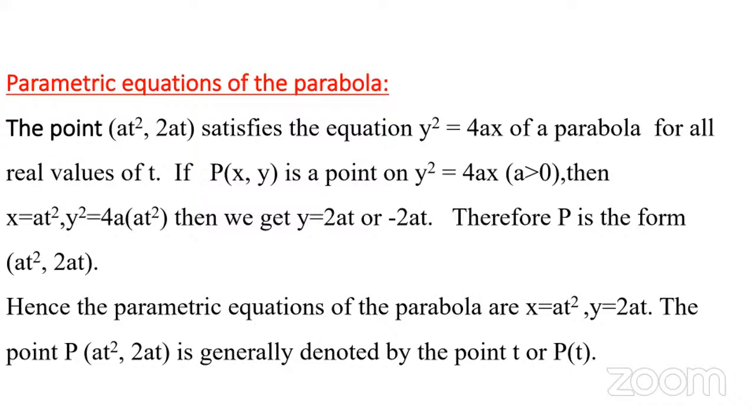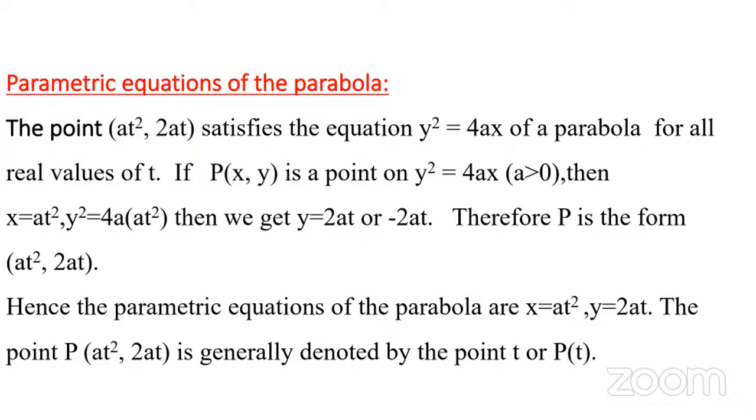X equal to x1 plus r cos theta, y equal to y1 plus r sin theta. Similarly in the parabola we take the point at square comma 2at, which satisfies the equation y square equal to 4ax. With this point substituted in the parabola equation, it is satisfied. That is the parametric equation, and there is no need to prove it here. Taking at square comma 2at, y square equal to 4ax is satisfied, so it lies on the parabola for all real values of t.